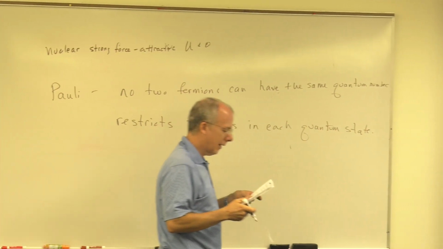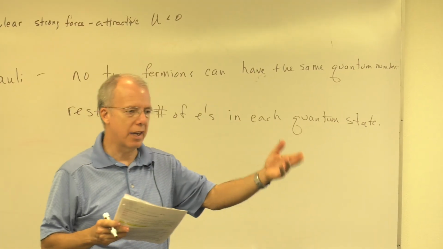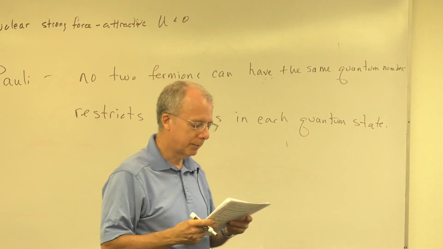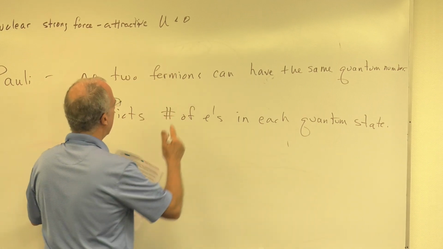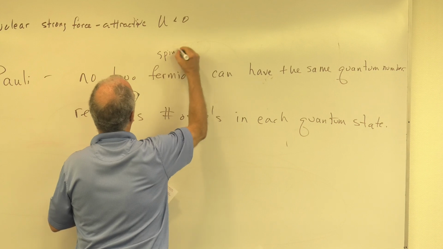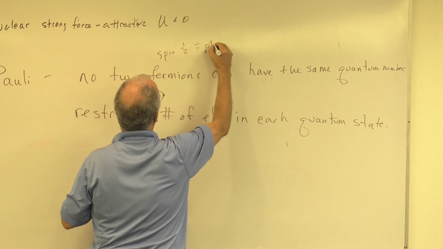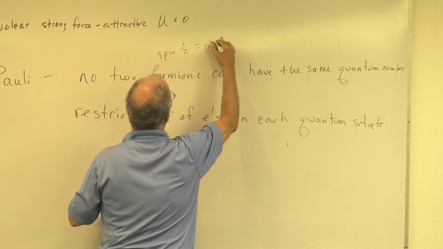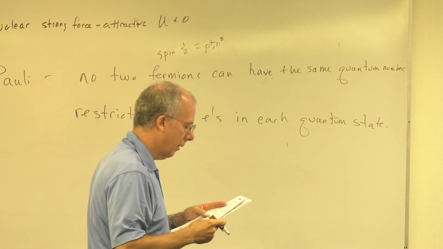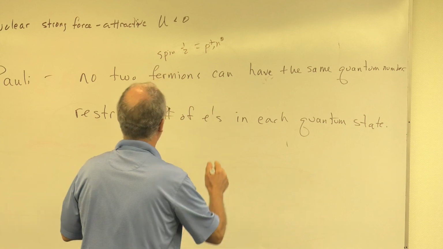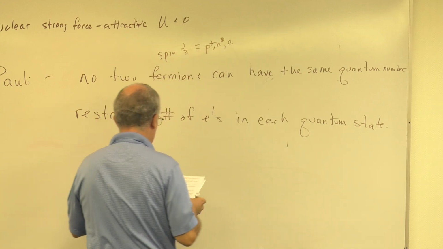And so we talked about filling a shell. You probably learned this in a chemistry class. Now, what's a fermion? A fermion is a spin half particle. So it's a proton and a neutron. Protons and neutrons are spin half particles, and so is an electron. So protons, neutrons, electrons.